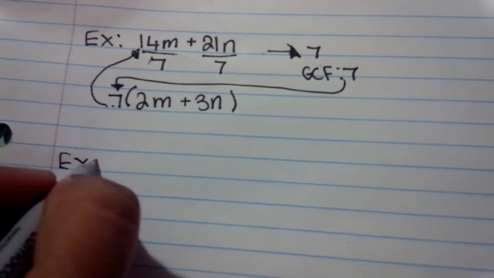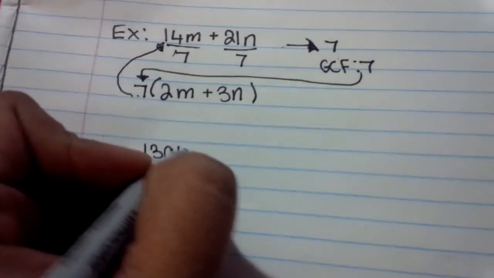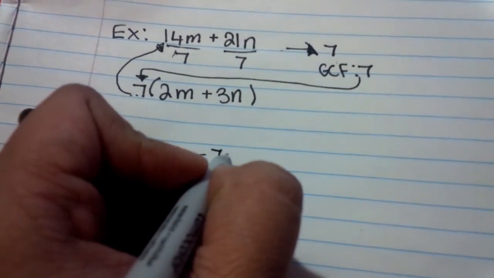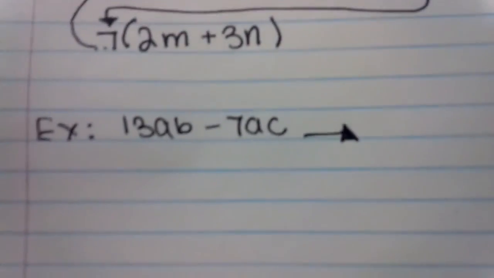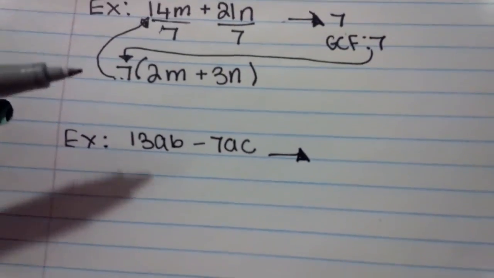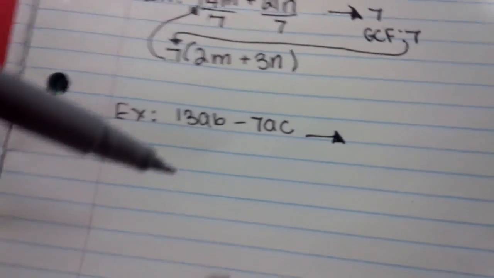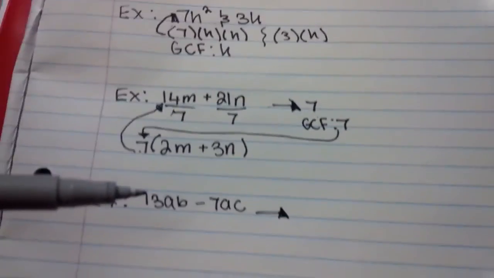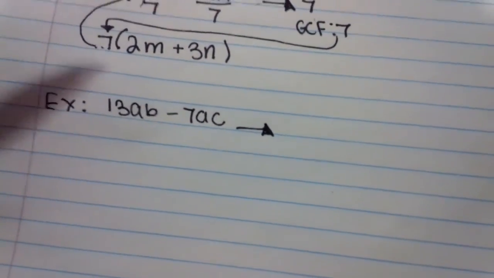Let's do 13ab minus 7ac. So in this, what are the common factors? 7 and 13 have no common factors, but it doesn't mean that we have no common factors, because remember, greatest common factors do not have to be numbers only. It can be variables as well.